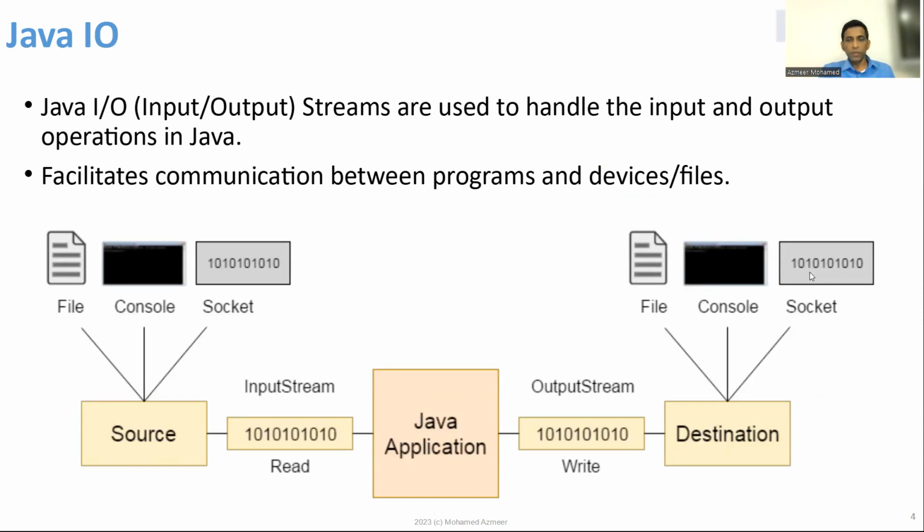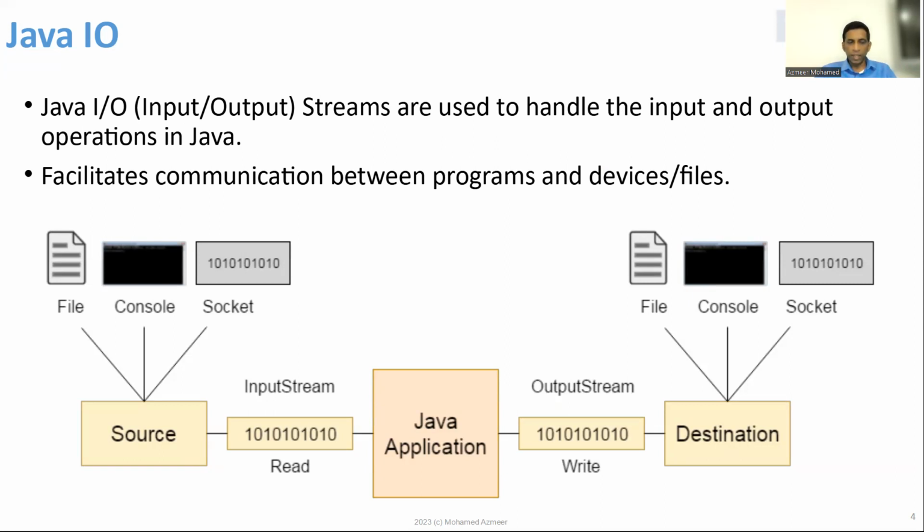On the left-hand side, we have the source. On the right-hand side, we have our destination. In the middle is where our Java application is doing some processing, or data processing, we call it. You notice the source has three ways of getting information, or data. It can come from a file, it can come from a console, it can come from a socket. What are these things? What do they mean?